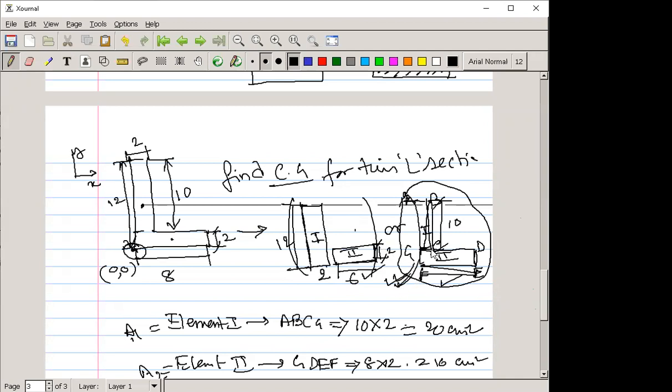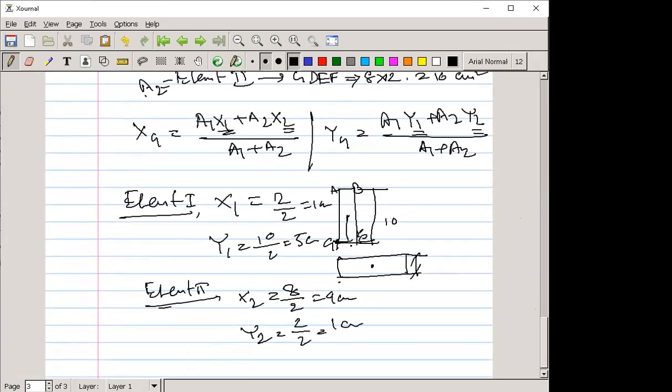So if it is 10 and if it is 2, then the middle of that, what is this? The middle is 2 by 2 along x, and along y is 10 by 2. So that's why this coordinate is 1 and 5. And similarly for element 2, this is 4 and this is 1. Okay, this is the first thing.